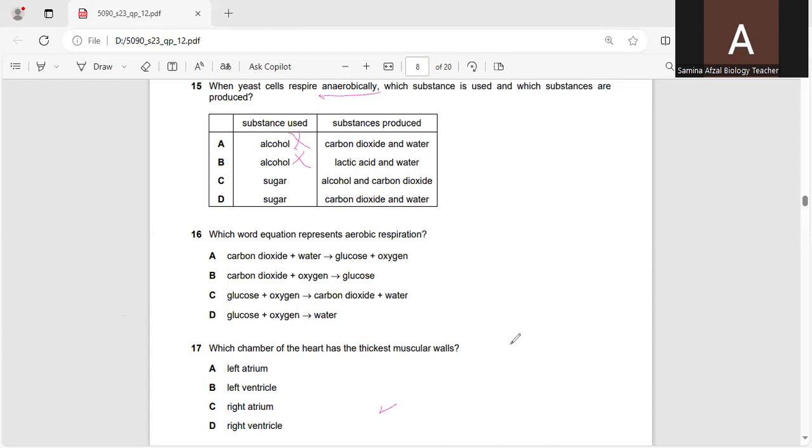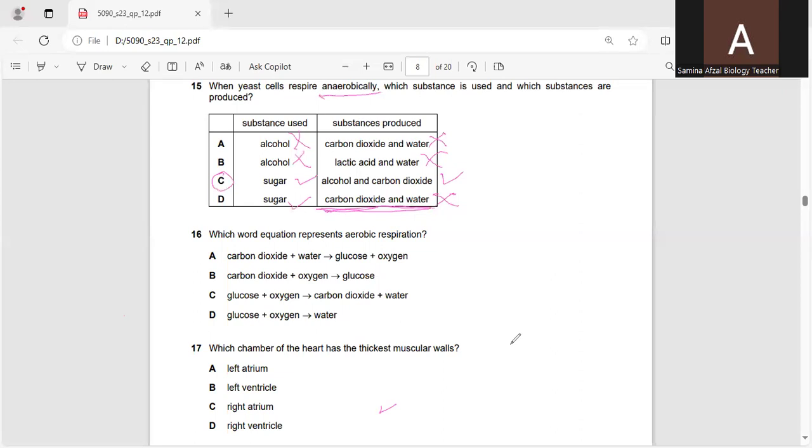So carbon dioxide, water, no. Lactic acid and water, no. Sugar will be used, alcohol and carbon dioxide will be produced. Sugar, carbon dioxide and water. Carbon dioxide and water are produced when there is aerobic respiration. So only C is the correct option in this case.